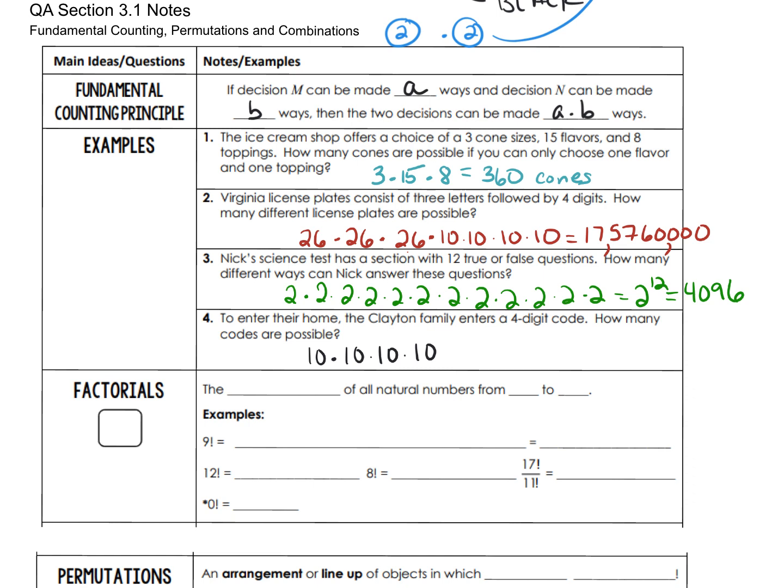So this would mean that 0000 is a proper code, and 1111 and 9110, all these would be good. So this is going to be 10 to the fourth, which is going to be 10,000. So there are 10,000 codes for this entry system, which is good because you don't want there to be too few. You don't want anyone to randomly guess what your entry code is.